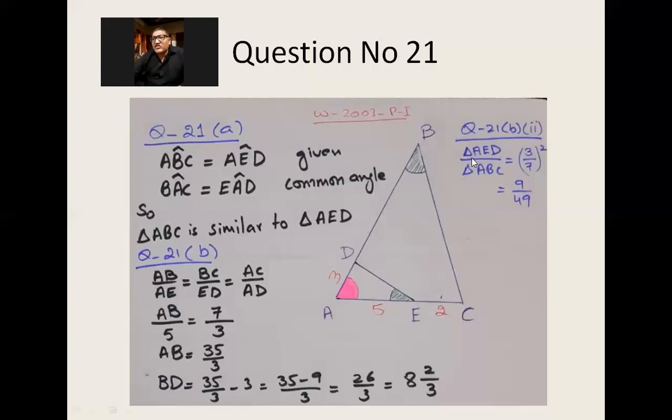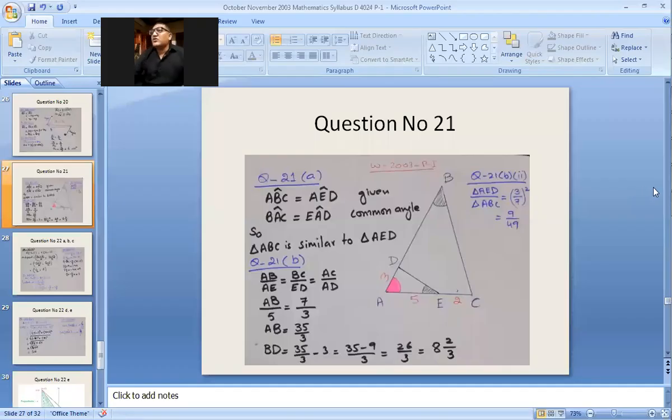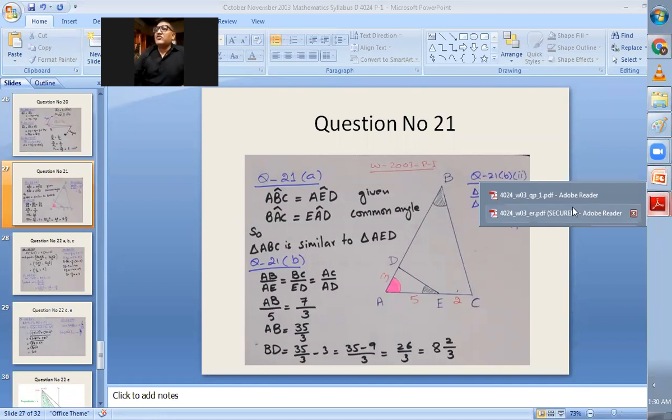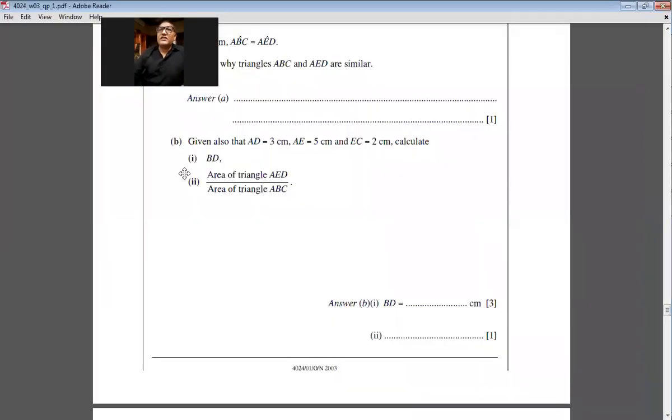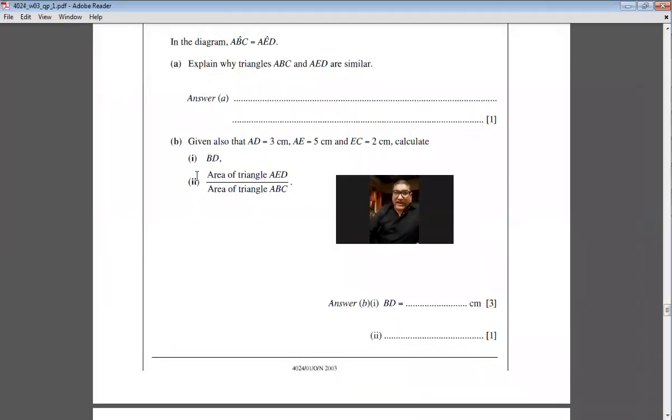The next question is, what is the ratio of the area of the AED by the area of the ABC? Let me show you the question, how they have written the question. So then we can come here. The question is, find the area of the triangle AED with the area of the triangle ABC.